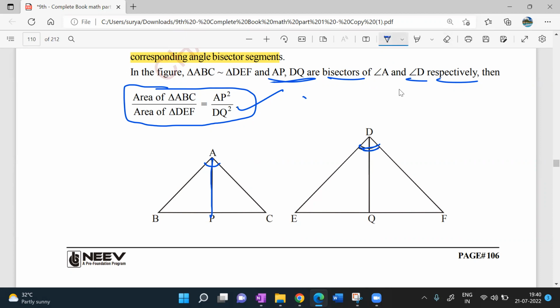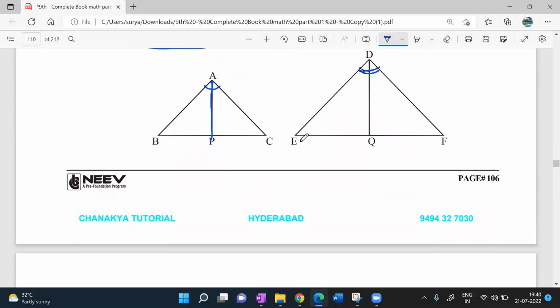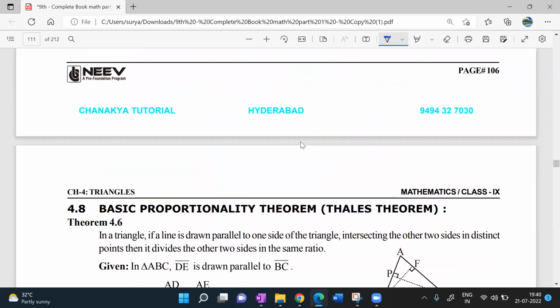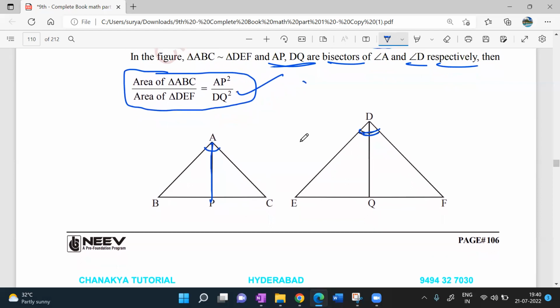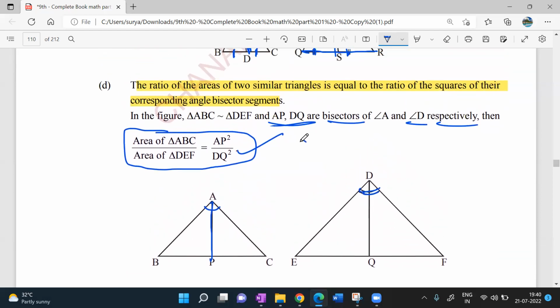You are squaring, right? AP square, DQ square. No, sir, I'm saying that in an isosceles triangle the median divides the base into equal parts, it also bisects the angle, functions as all three, and also forms 90 degrees.